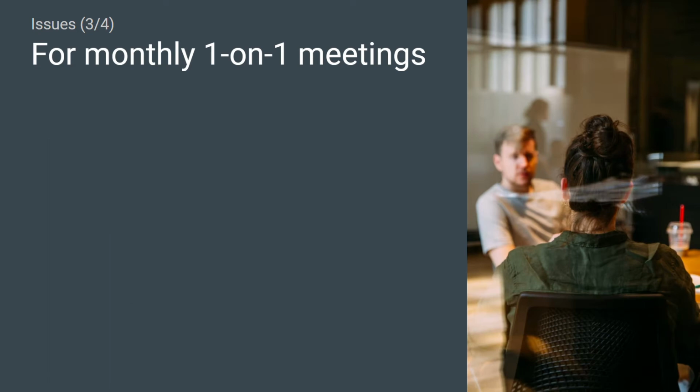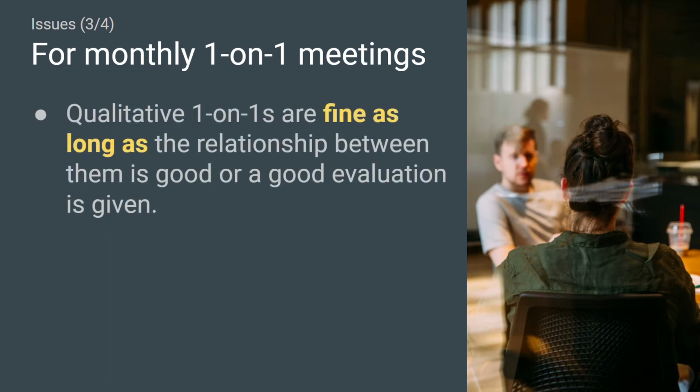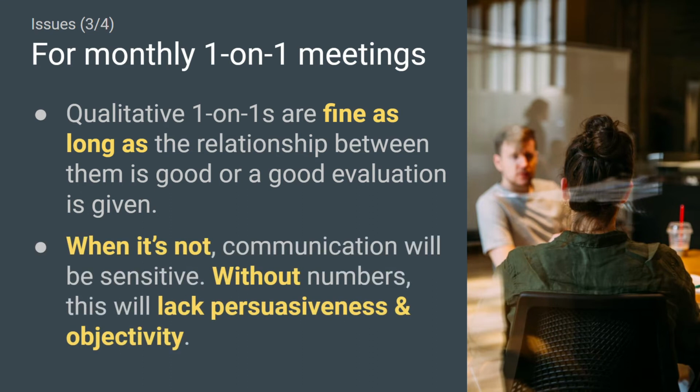Two, for monthly one-on-one meetings. Basically, coordinated one-on-one meetings are fine as long as the relationship between them is good or a good evaluation is given. But when it's not, communication will be, or must be, sensitive. Without numbers, this will lack persuasiveness and objectivity.